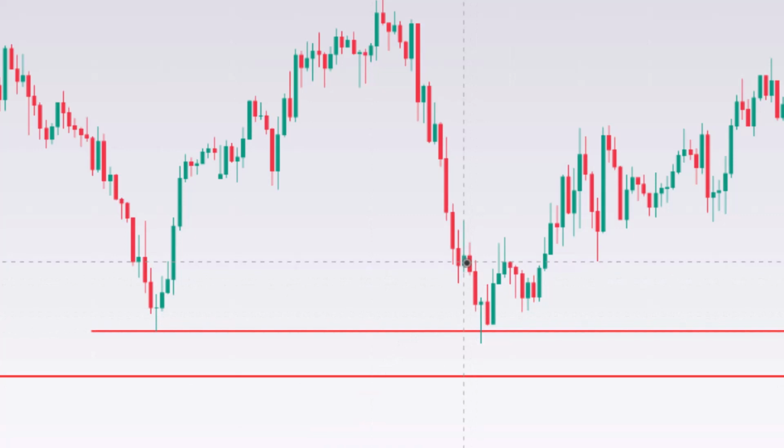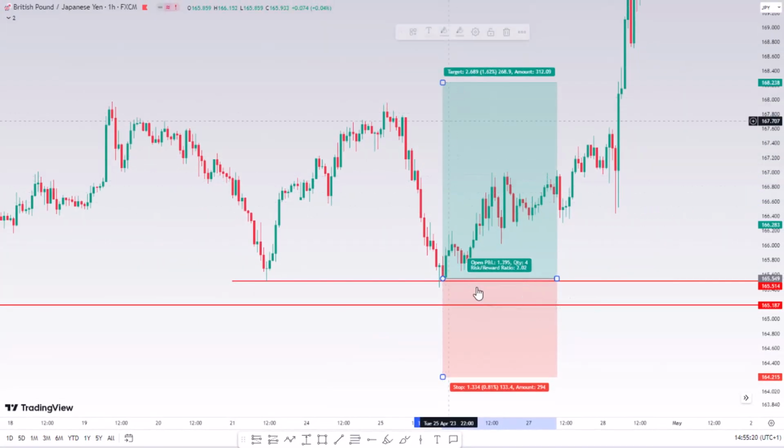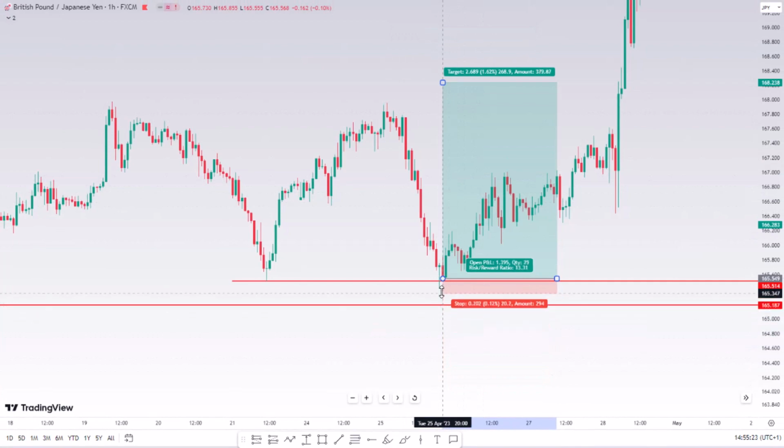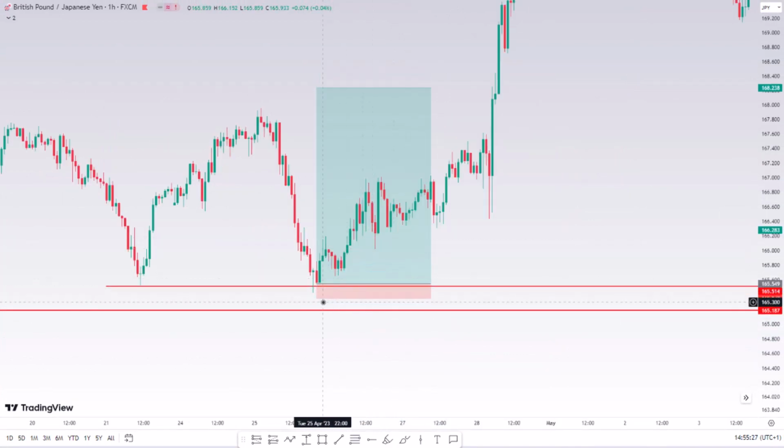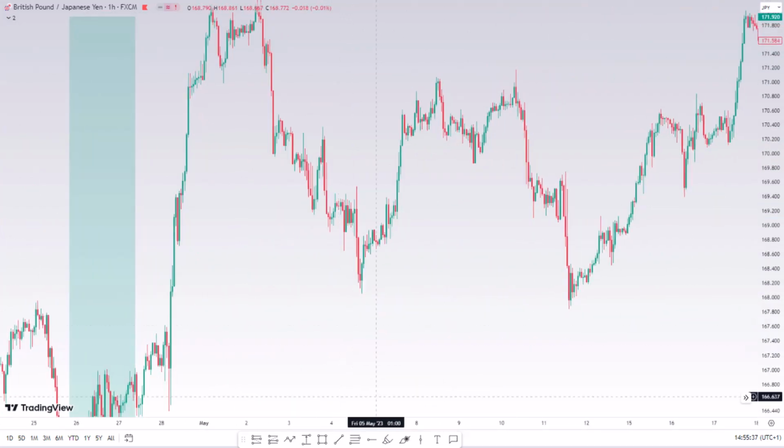What happened? When price gravitates towards this level, it gives us what? A bullish candle with weak rejection. Automatically, that's an entry. Right from there, we enter with stop loss slightly below the low. And what happened? The market then sprinted here as well.